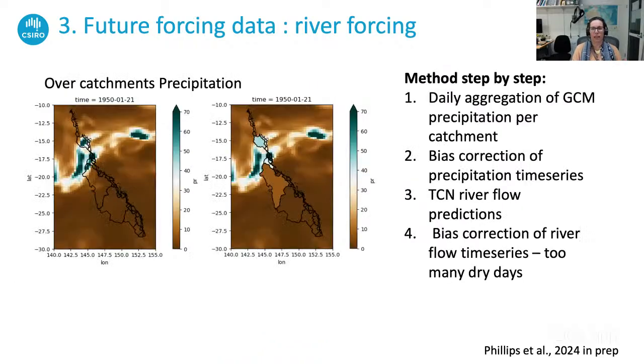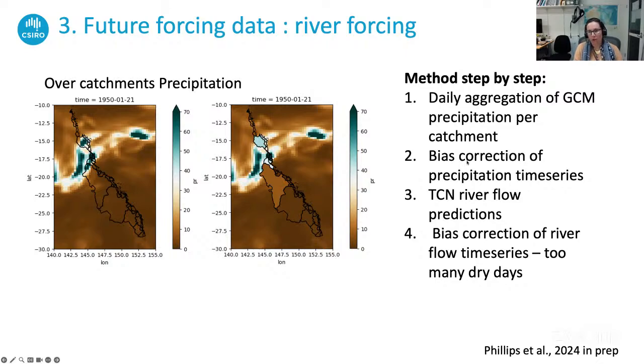So what we did, that is our step-by-step, I guess, recipe for the river forcing. First, we did daily aggregation of the GCM precipitation per catchment, and that's the example here. We've got the precipitation. We can see the catchment of the Queensland area here in the background, and we averaged the precipitation, or aggregated all precipitation, per catchment.